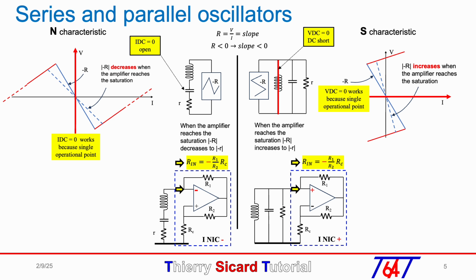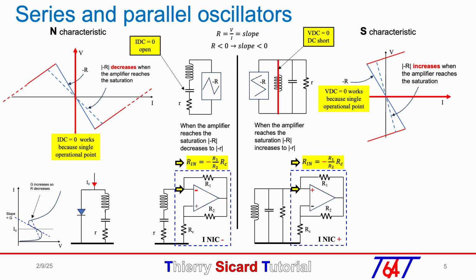Of course, for the series RLC oscillator, there is another solution to create a negative impedance like the tunnel diode. As the diode characteristic shows, it is obvious that we need to bias the diode with a current source I0 to get a single operating point. During saturation, the tunnel diode provides an increasing negative conductance, which means that the resistance will decrease during saturation. This is exactly what we need for a series RLC oscillator.